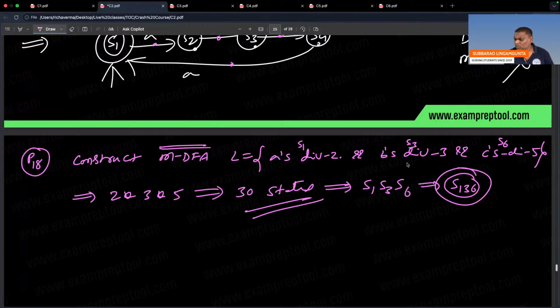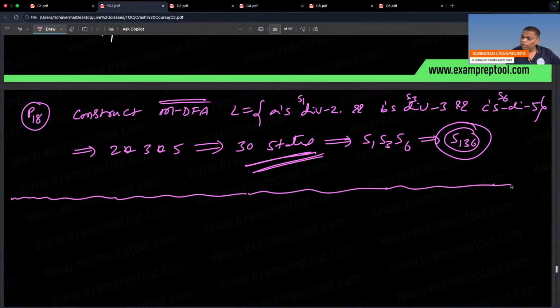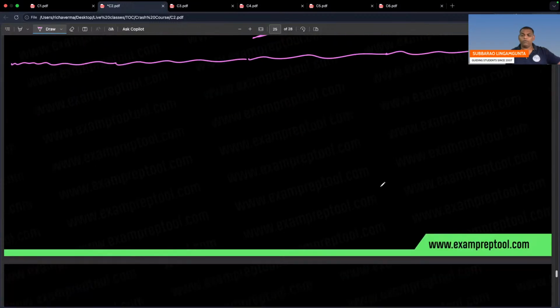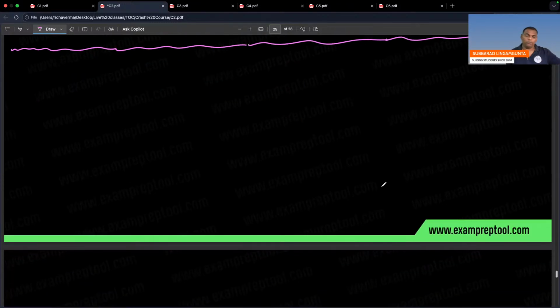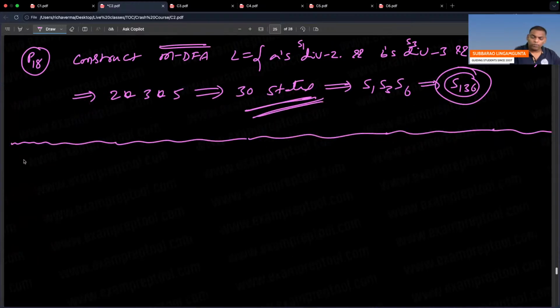But no one will ask to draw the diagram. Everyone asks how many states are there. I think it's okay. Let's move to the next model. Be careful, everyone. I think problem number 18 is over. Let's go to problem number 19.